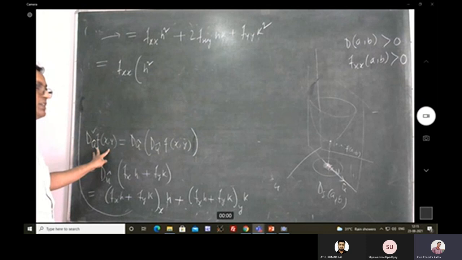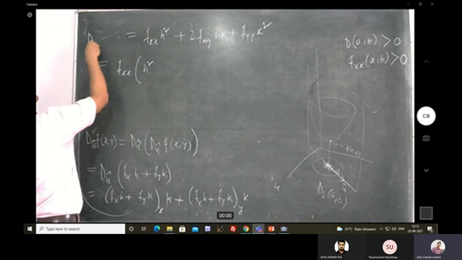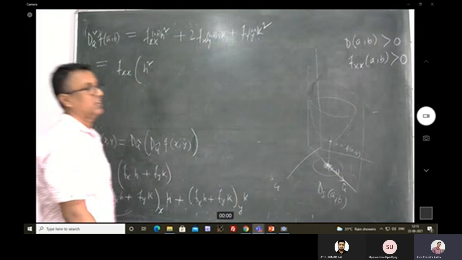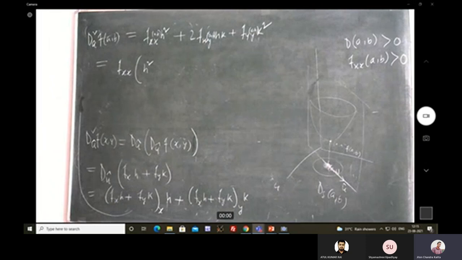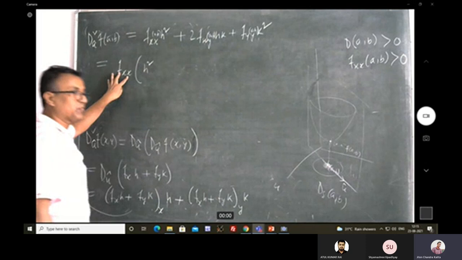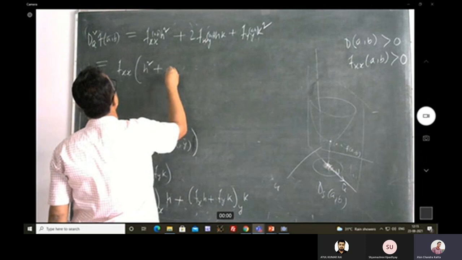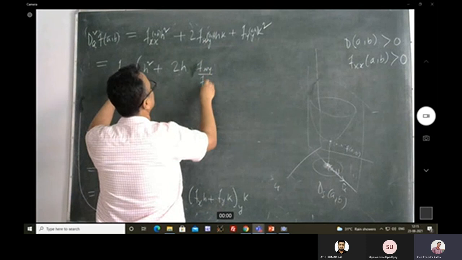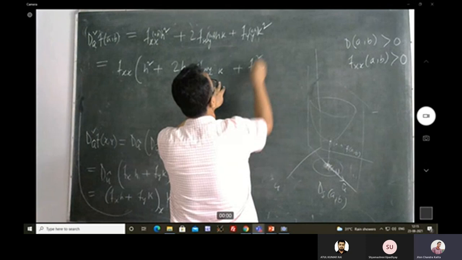So basically, what is going to happen? You get D u squared f of ab. These partial derivatives are going to be evaluated at the point ab. So h squared fxx plus 2hk fxy. Now I want to adjust this, so this will be fxx times h squared plus 2 fxy by fxx hk plus fxy whole squared by fxx whole squared k squared.